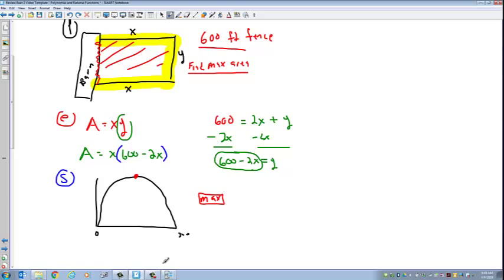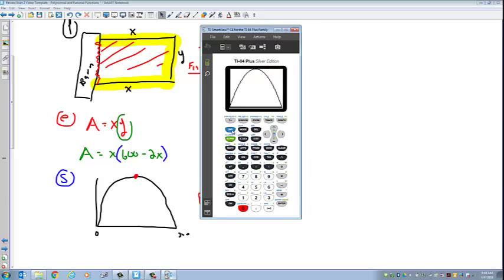So on my calculator, I'm going to hit second trace. I'm going to go look for that maximum. So I'm going to hit number 4. Left bound is 0. Enter. 300, because definitely 300 is to the right. Enter. Guess. Just hit enter. And it's going to pull it up. So let's say x is 150, y is 45,000.